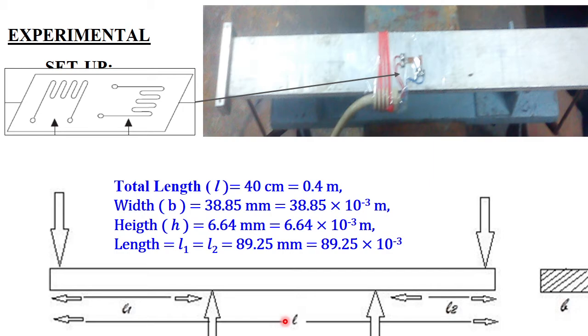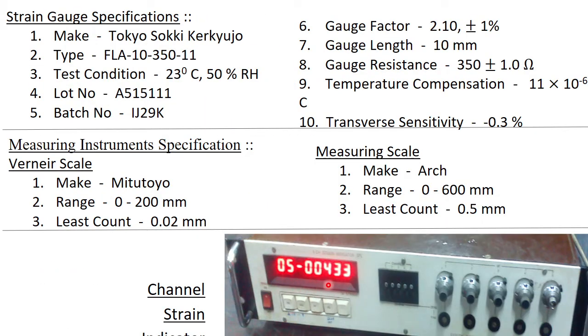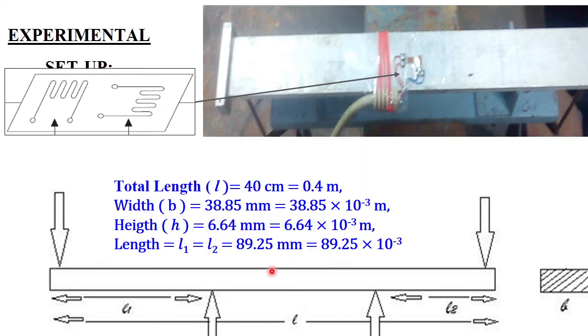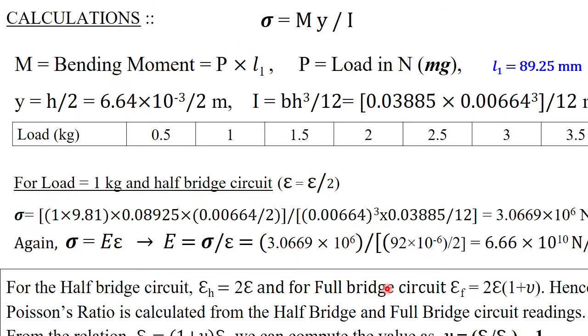And the strain reading we are getting from the strain indicator. So what is this strain reading? If we multiply this with Young's modulus, we will get the stress reading. Yes. The stress reading is known from this moment value. So we can back calculate what our E value is. So that is what is done.